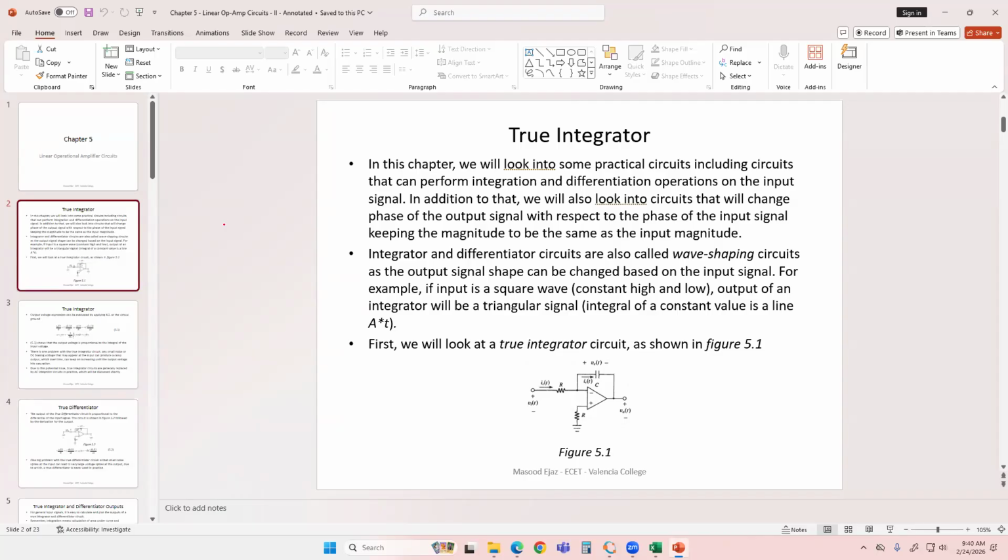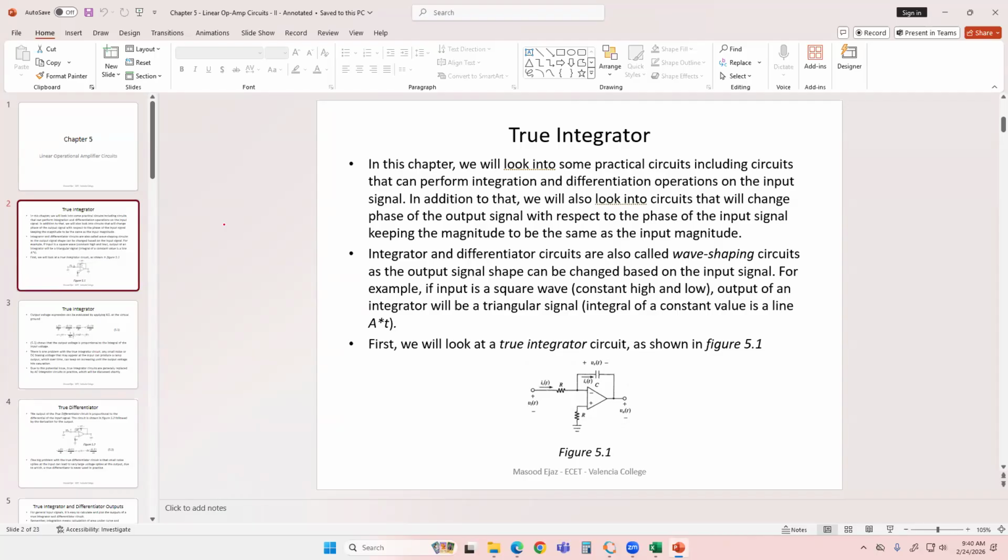Likewise, if you have a slope and you differentiate a slope, AT, what are you going to get? A constant value, right? Differentiate AT with respect to T, you're going to get a constant value. So it changes the shape of your input signal with respect to the output signal. You give a slope, a linear line basically, and then you get a constant value at the output.